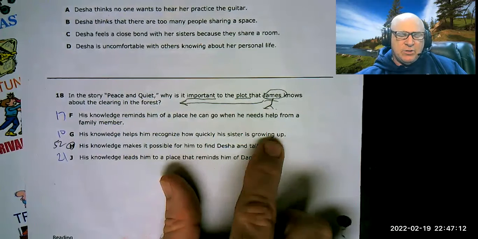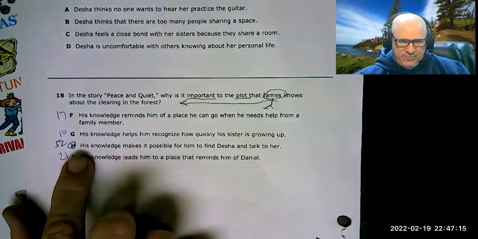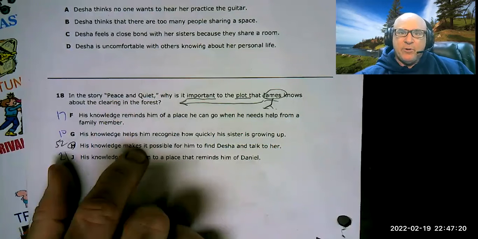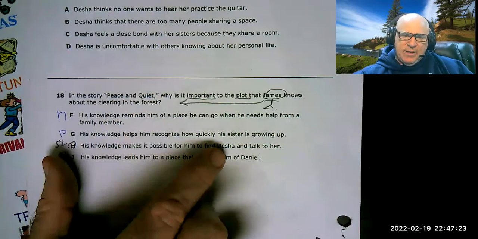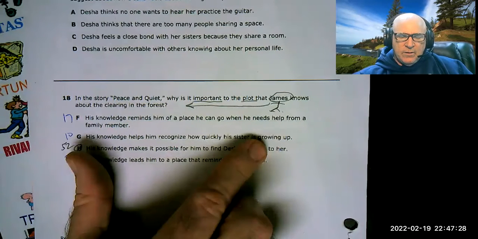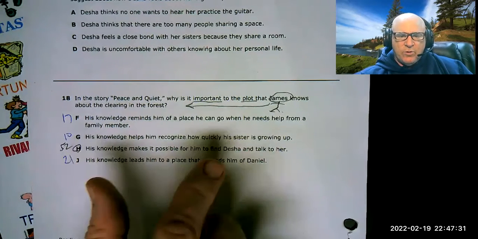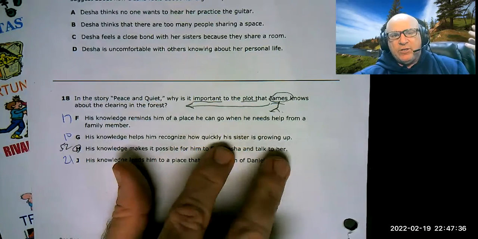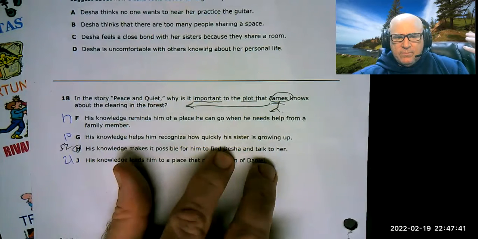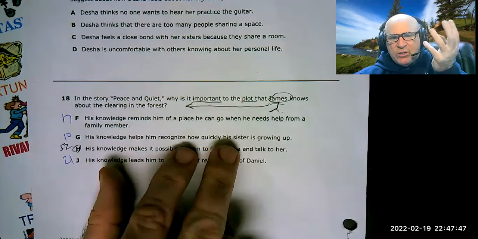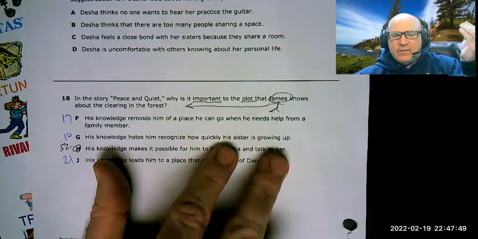H says his knowledge of that clearing in the forest, the path to where she's at, makes it possible for him to find Desha, our protagonist, who has a problem, and be able to talk to her. Now, since most of the story is about their conversation, then since it's him and Desha having a conversation about her problem, that's the best answer so far.